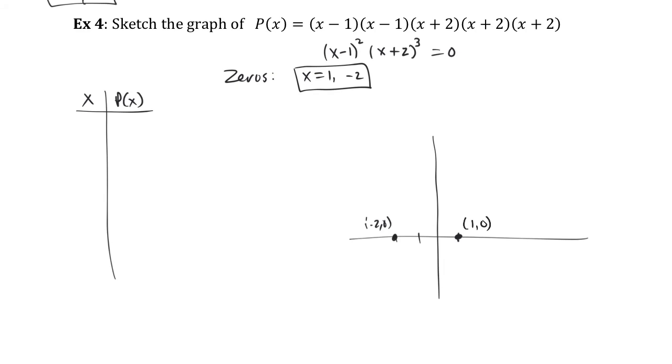But are those crossing or are those touching? That's the question, and the answer to that is based on the degree of those zeros. Okay, so that's the multiplicity. At negative 2 we have an output of 0, and then at 1 we have an output of 0. Because we have an even degree on the 1, that means that is a touch point. And because we have an odd degree here, that means that's a cross point. Okay, there we go.